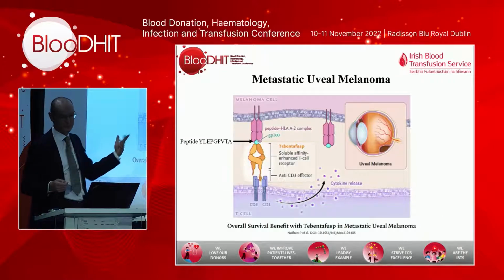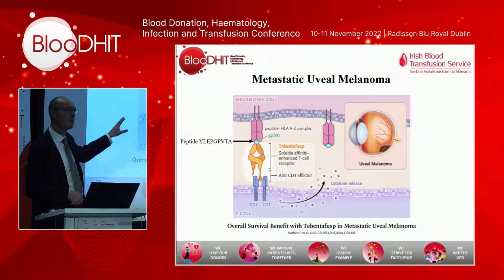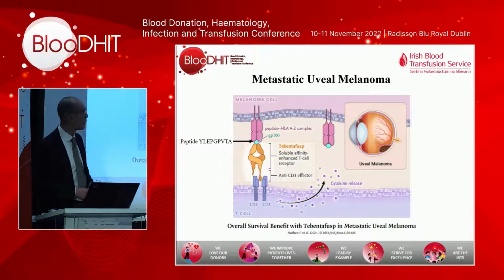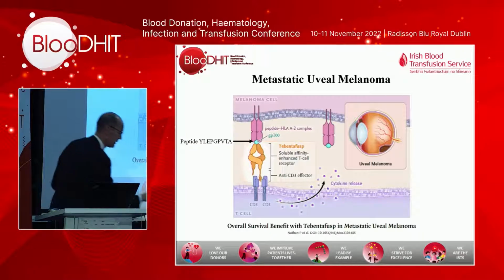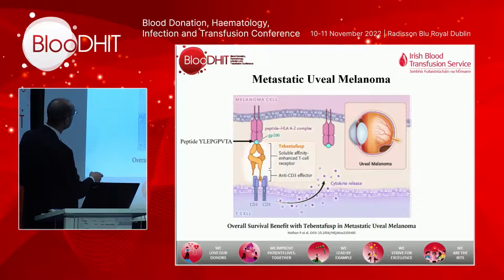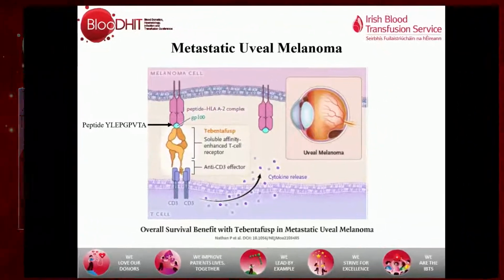So again, just to put that in image format, this paper by Nathan et al. was published in September 2021. So what we can see here, we have our uveal tract here. So the melanoma occurs in the iris, the ciliary body, or the choroid. So we have your melanoma cell, your peptide HLA-A2 complex with your GP100, so that's the peptide being presented. The tebentafusp then is specific for this complex. It has an anti-CD3 effector piece on the end of it here. So therefore you have your T cells, CD3 positive, bind onto this, and then you get your cytokine release that resolves the melanoma cell. So that's the theory behind it.